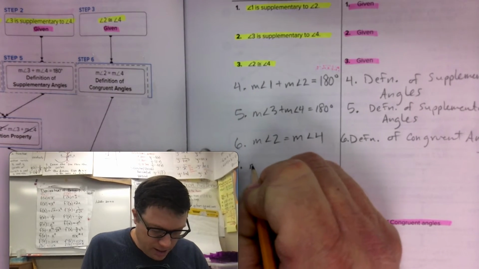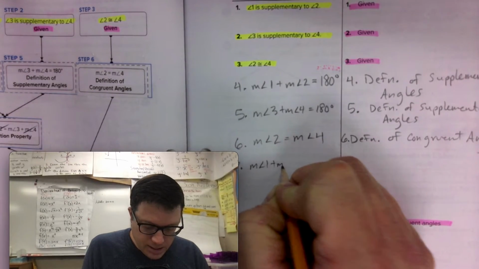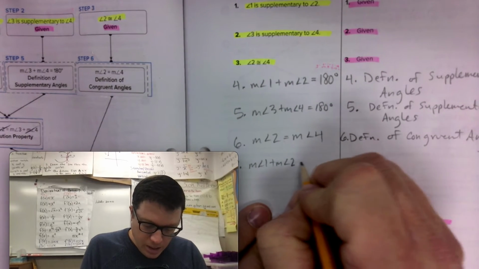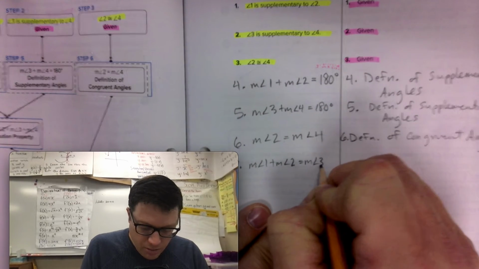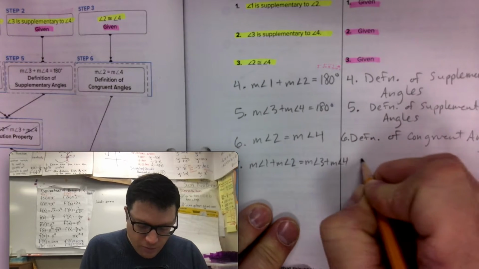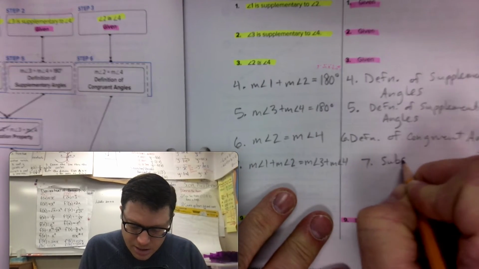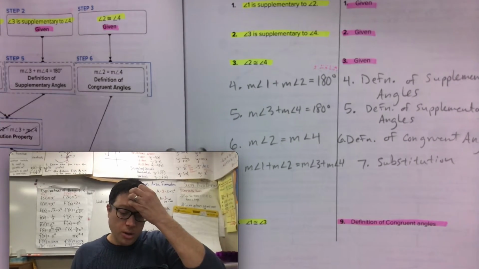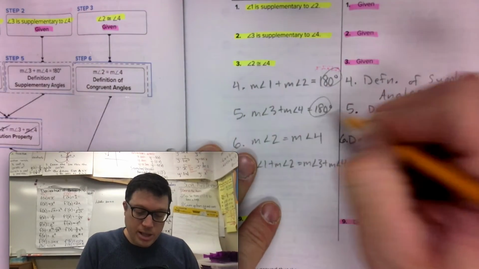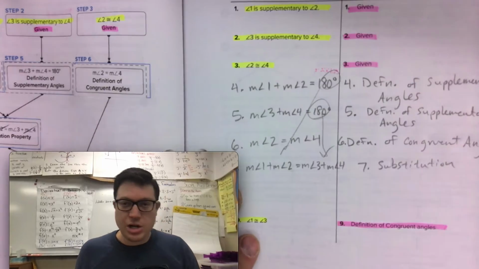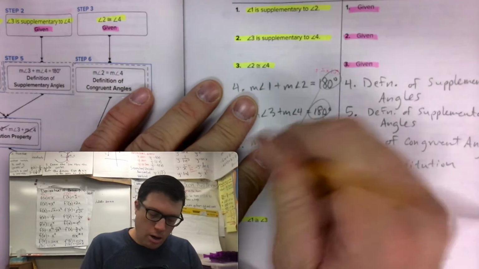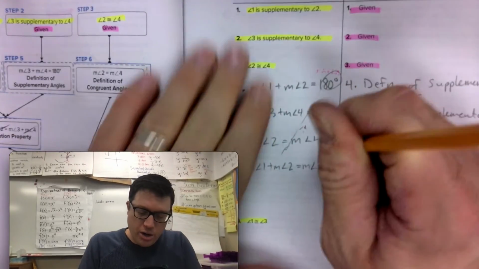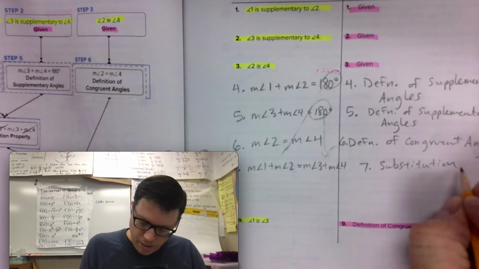Step 7, the measure of angle 1 plus the measure of angle 2 equals the measure of angle 3 plus the measure of angle 4. And step 7 is substitution. I would even argue, no, I don't. They both equal 180. So because they both equal 180, the things that they're equal to are going to be equal to each other. Property.